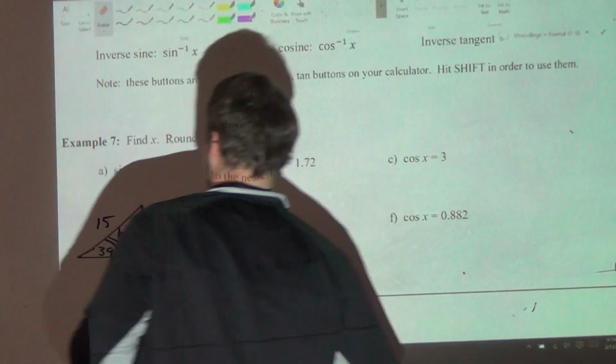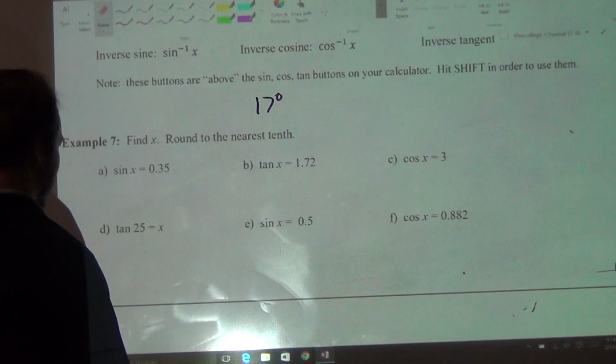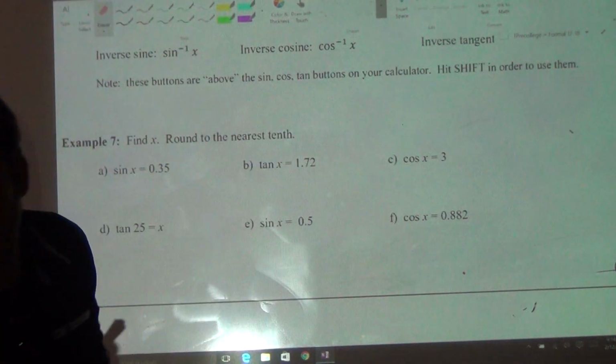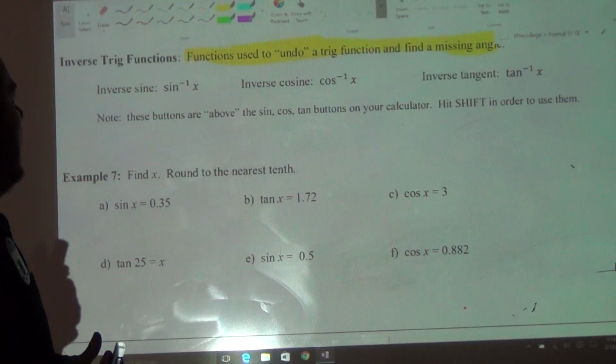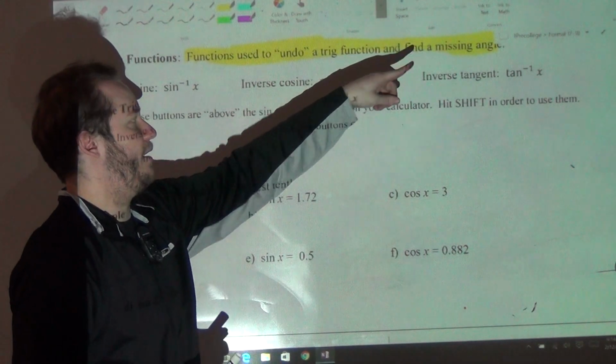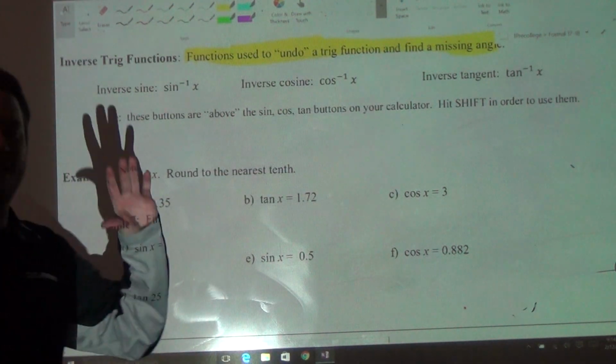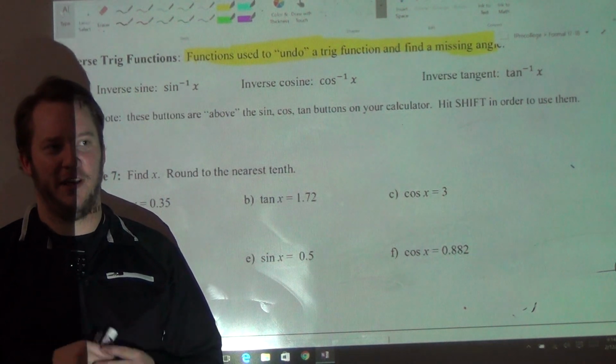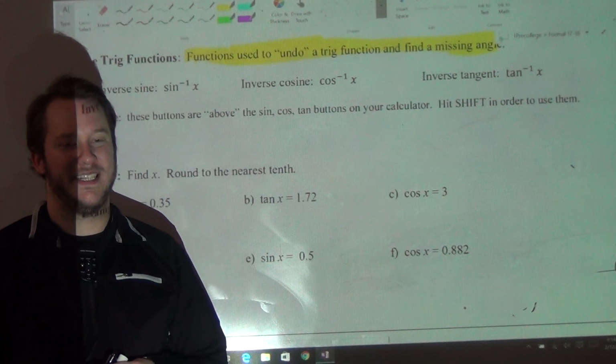Okay, so the first thing to understand is that when we're talking about inverse trig, it's going to undo a trig function and it's going to make a missing angle. It is not the same as dividing. Is it the same as dividing? No. Please say inverse trig.